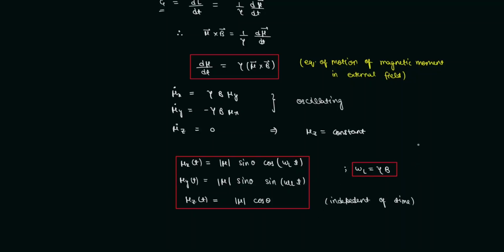So note that this gyromagnetic ratio is a constant of proportionality which connects the magnetic moment with the angular momentum L and the precession frequency omega L with the external magnetic field B. Therefore the phenomenon of precession hints that magnetic fields don't just cause the moments to line up, but can induce a variety of dynamical effects.